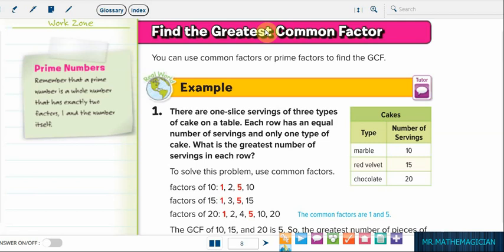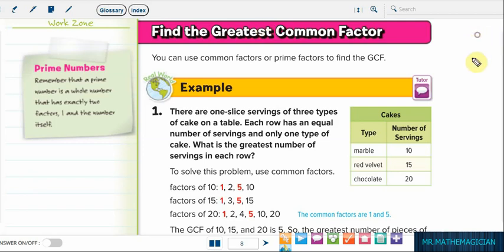Here is a table and you can see the types. Marble, we have 10 servings. Red velvet, we have 15 servings. And chocolate, we have 20 servings.